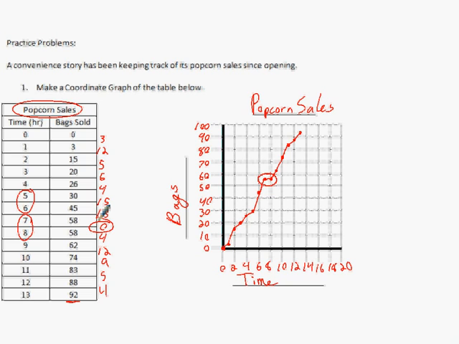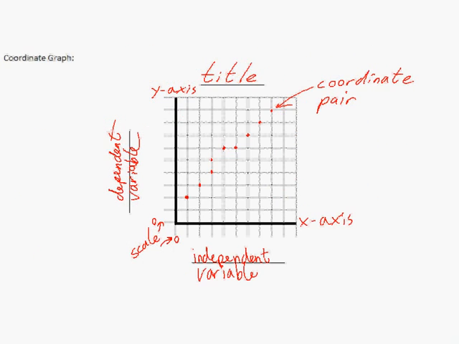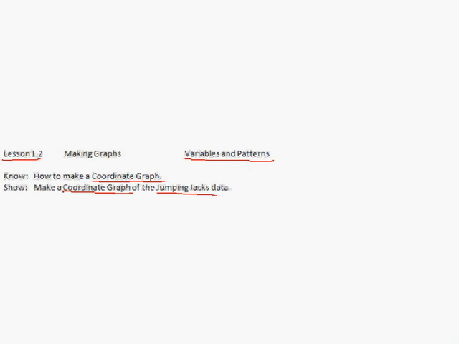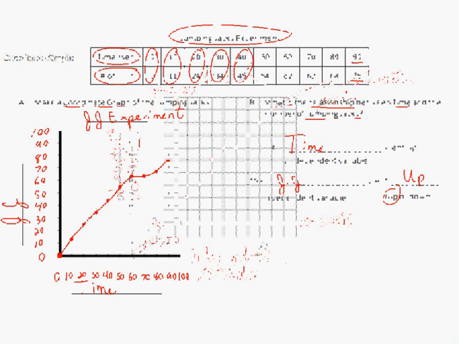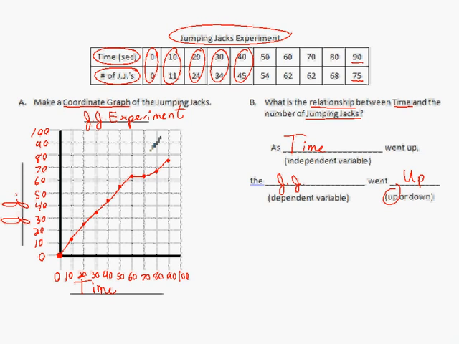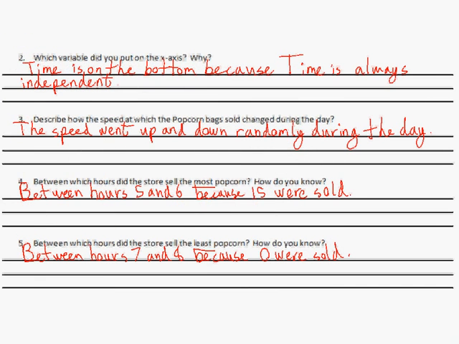Alright, let's go back through the worksheet, make sure we've answered everything we need to answer. Okay, nothing there. The coordinate graph, make sure you hang on to this because this is very, very handy in reminding you what needs to go inside a graph. We graphed our jumping jacks experiment. We answered a question about the relationship. We graphed the popcorn sales, and then we answered the 4 questions about that. Next up is going to be lesson 1.3 in variables and patterns still.